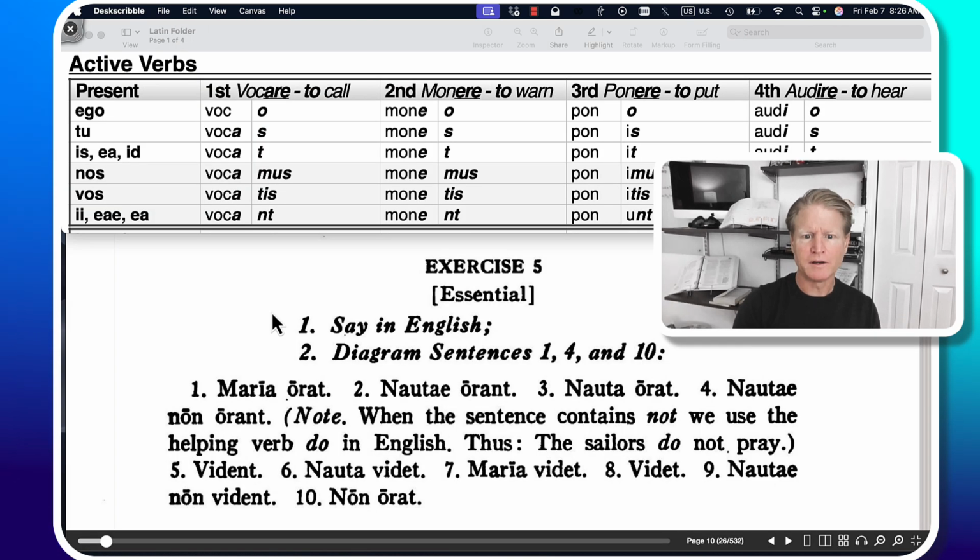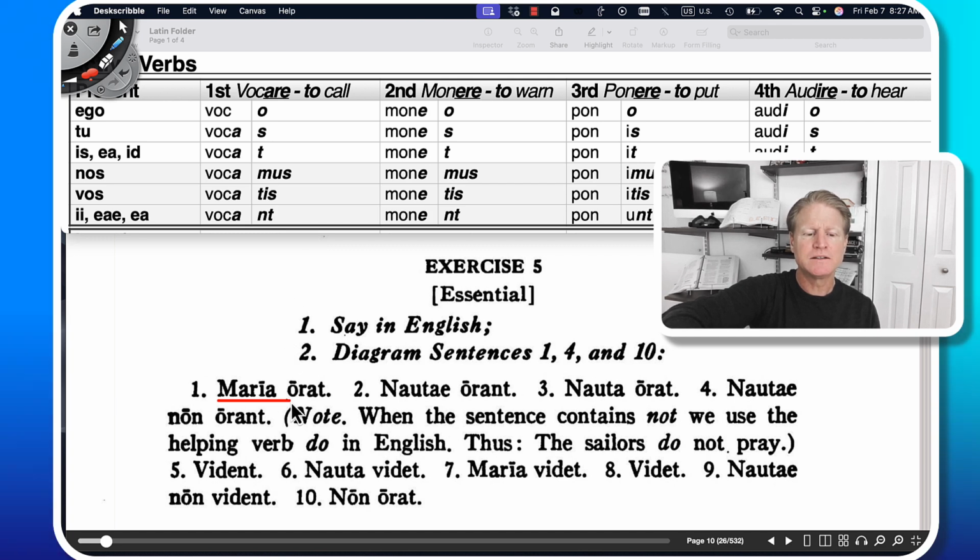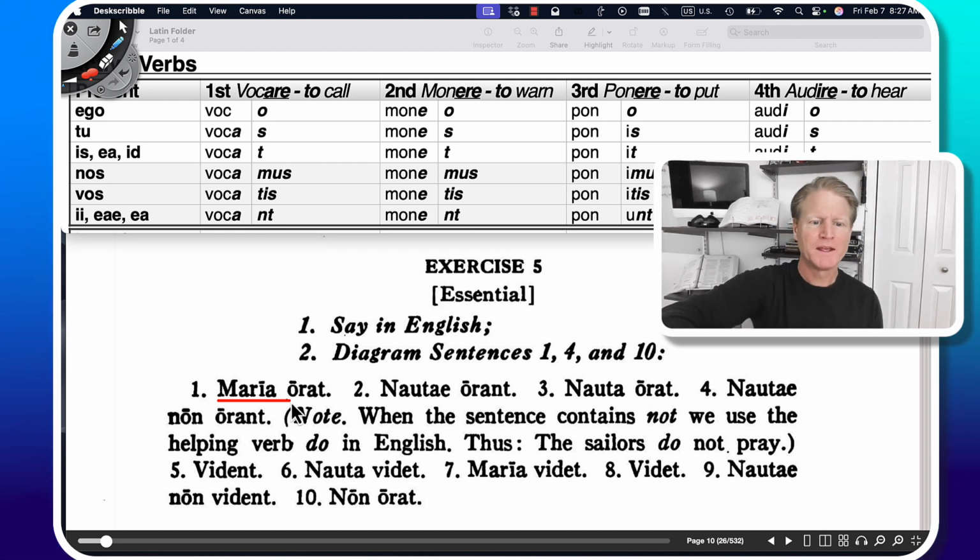And here we are. We are in First Year Latin by Robert Henle, Chapter 1, Exercise 5. And in this exercise, he gives us 2 instructions. Say it in English, and then diagram sentences 1, 4, and 10. So let's jump in. So we're to translate these into English. Our first sentence is Maria, subject of the sentence, and then she prays, orat.